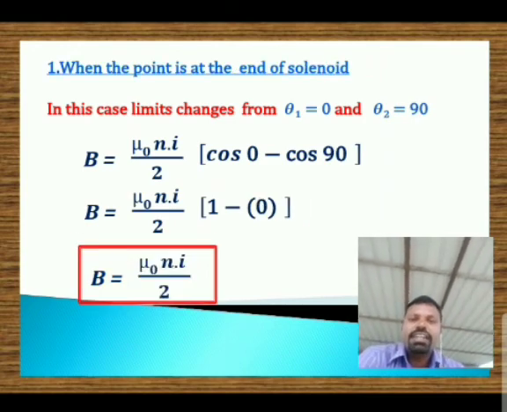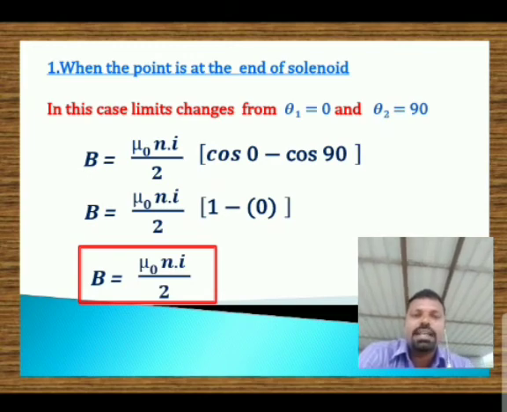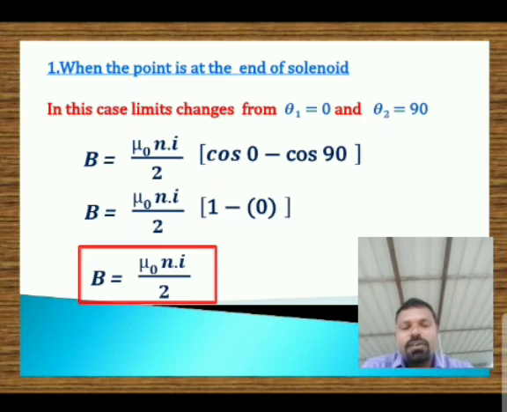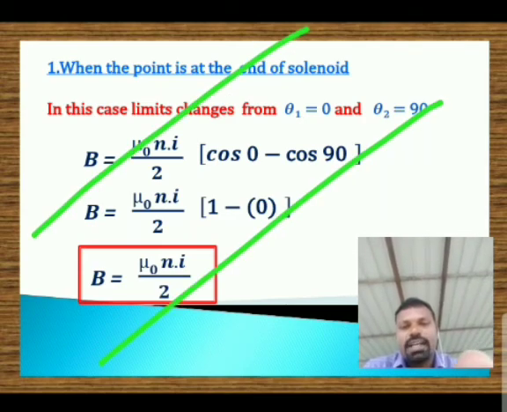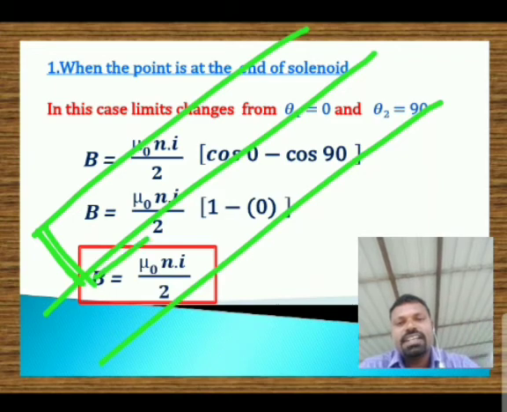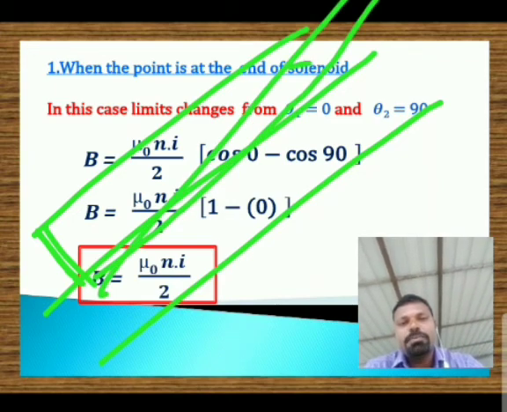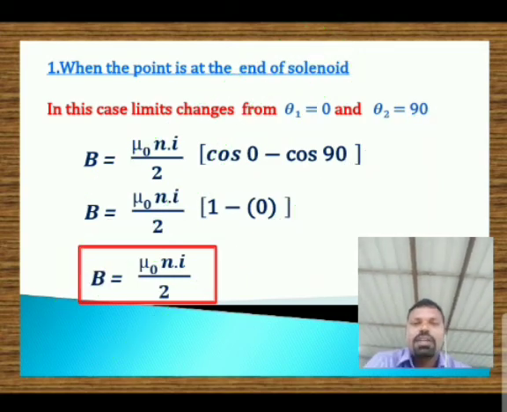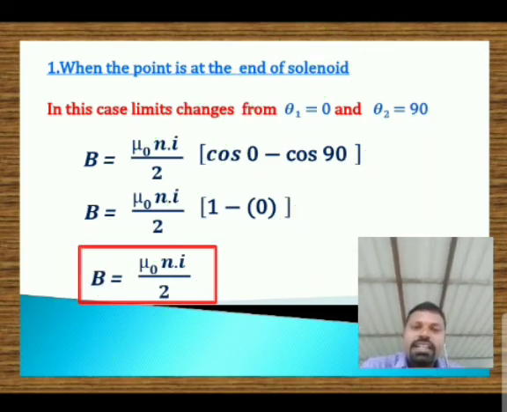Next case, when the point is at the end of the solenoid. Let us suppose now my point is at the end, then how will the angles change? See here, this is my solenoid, this is my center. Let us suppose my point is here. If the solenoid is of infinite length, then this angle will become 0, but this angle will become 90. So now my limits change: theta 1 is equal to 0 and theta 2 is equal to 90.